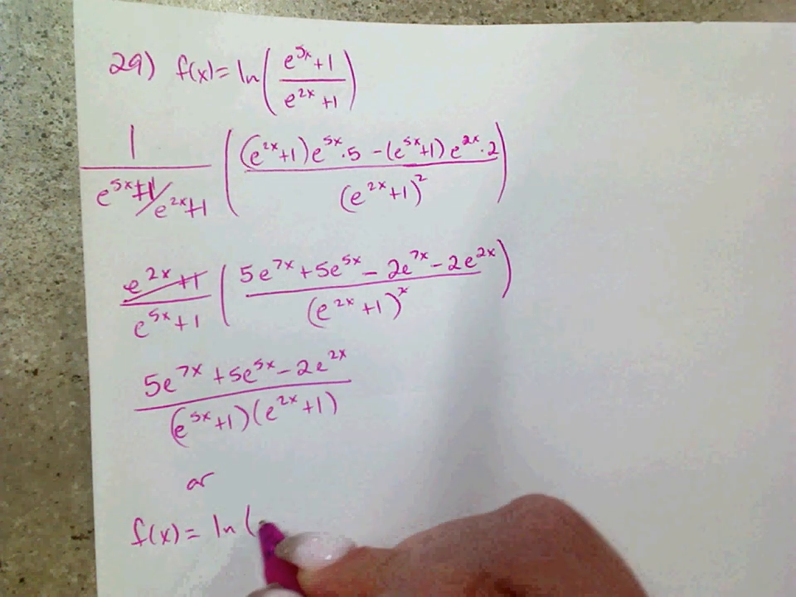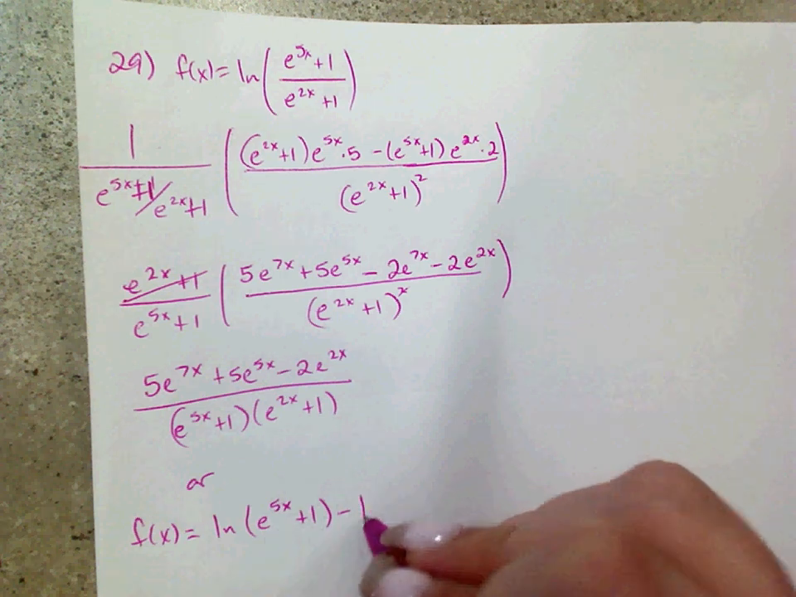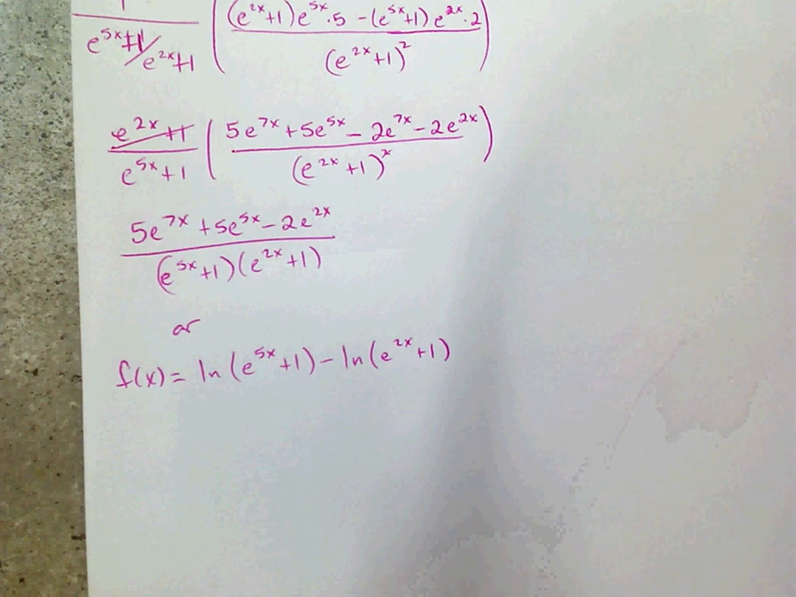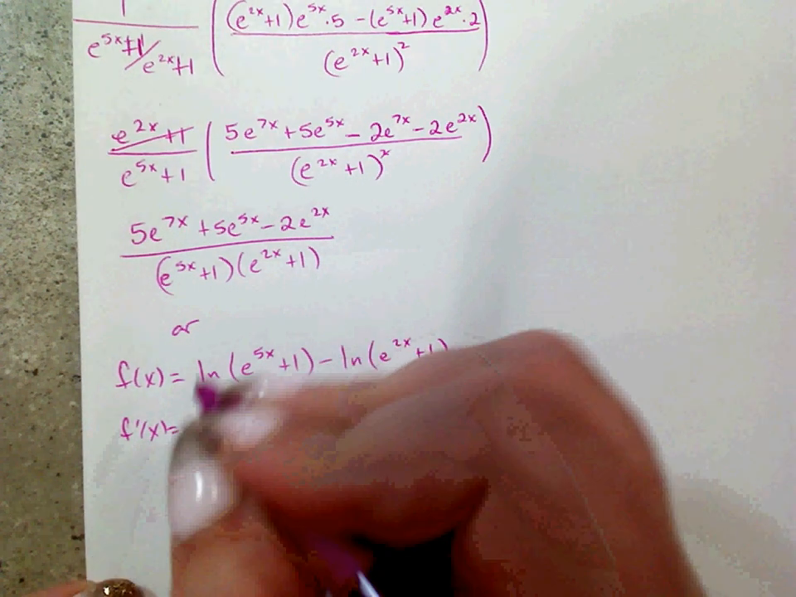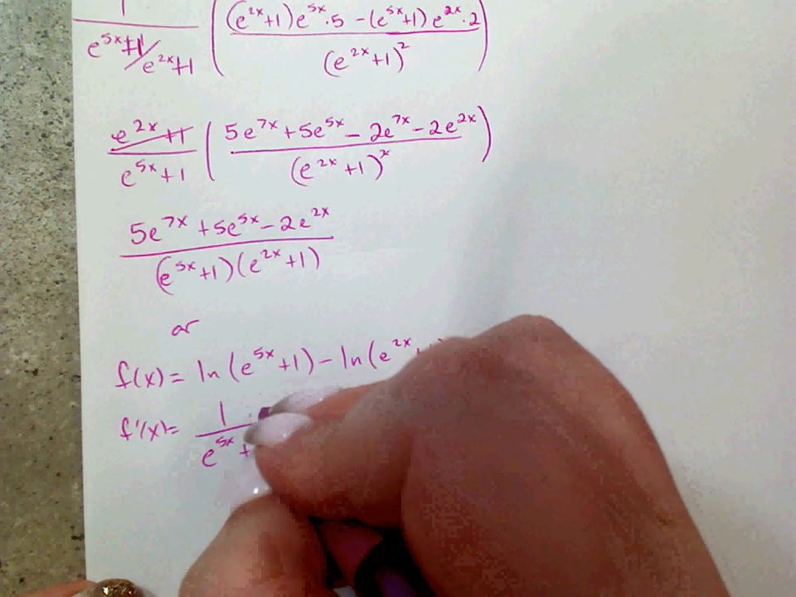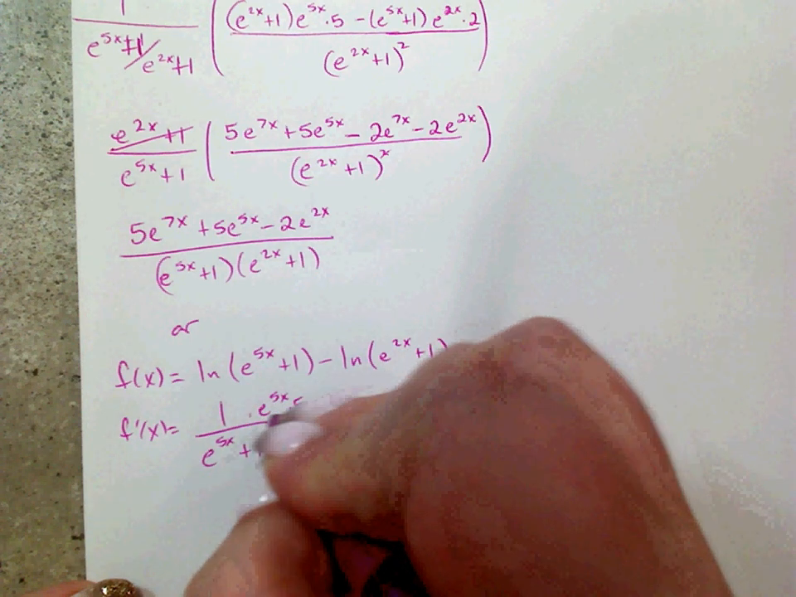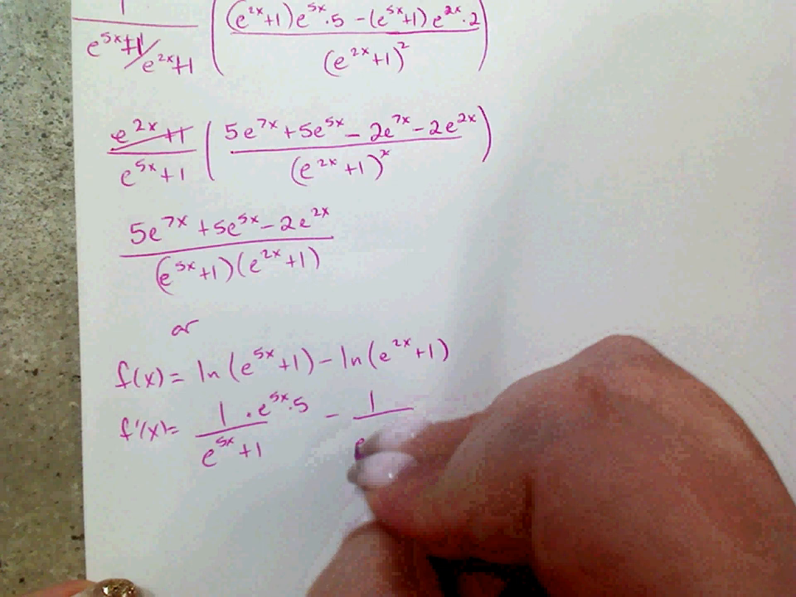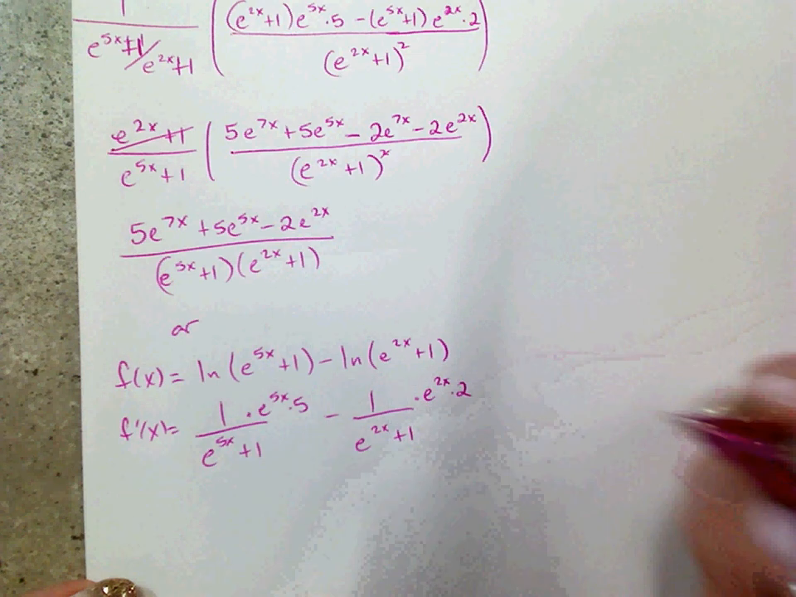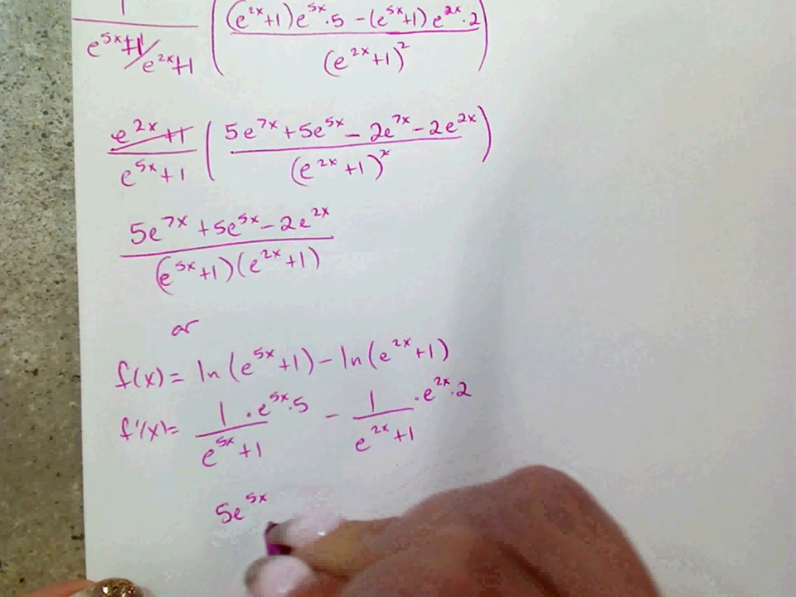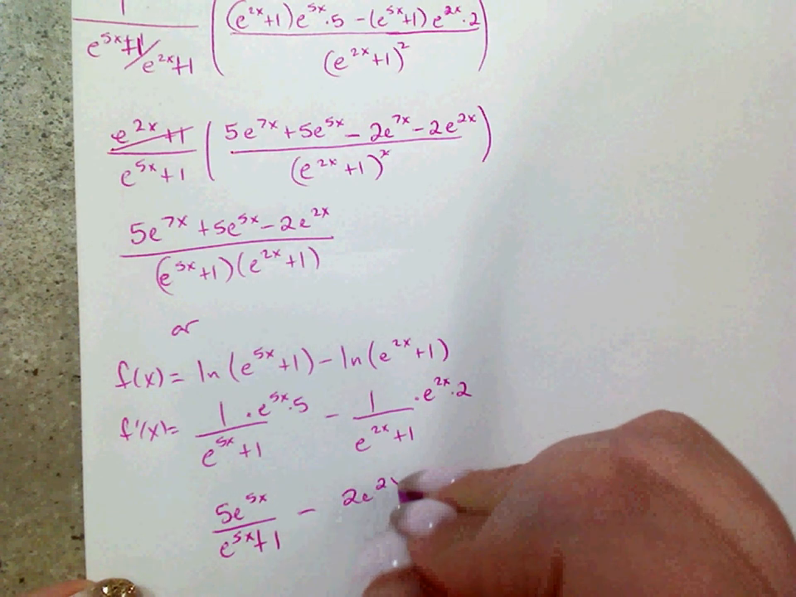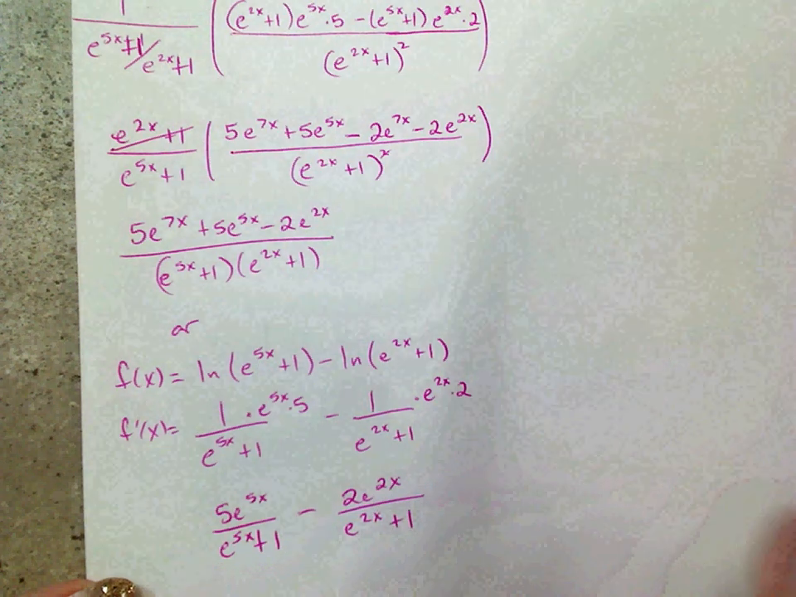And the derivative of natural log of anything is 1 over that thing times the derivative of that thing. So f prime of x would equal 1 over e to the 5x plus 1 times the derivative of e to the 5x, which is e to the 5x times 5. Minus 1 over e to the 2x plus 1 times the derivative of e to the 2x, which is e to the 2x times 2. So final answer, 5e to the 5x over e to the 5x plus 1 minus 2e to the 2x over e to the 2x plus 1. And that is actually the answer that they gave. So cool. But it's not like this is wrong. It's just like a lot.